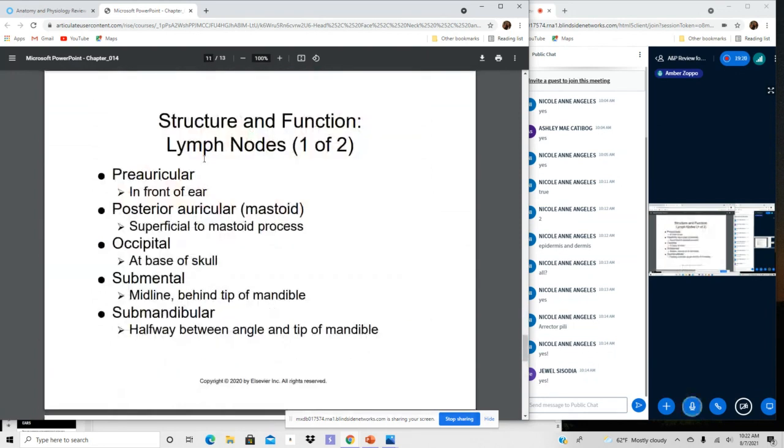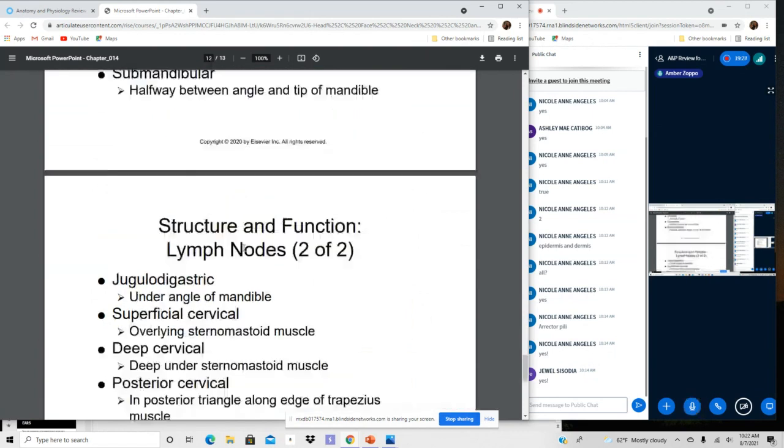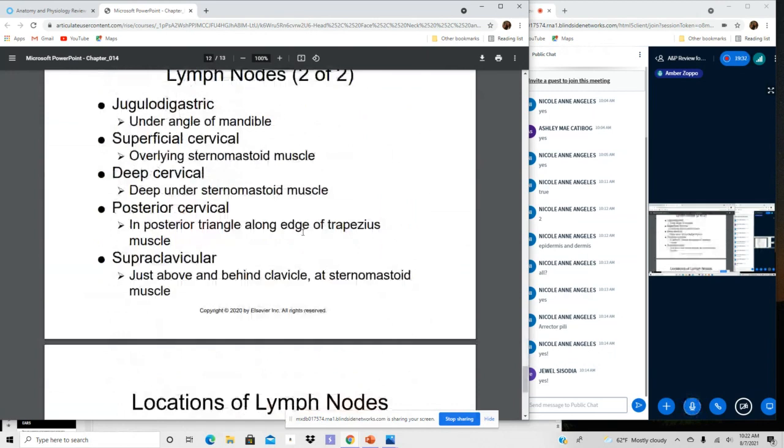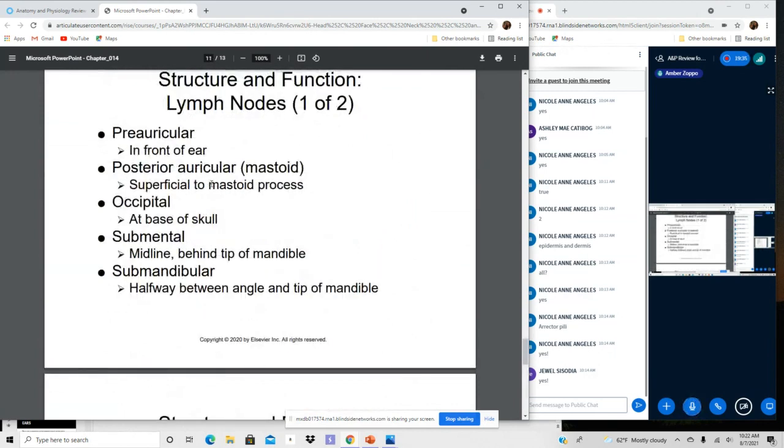So this slide is talking about the different lymph nodes. The preauricular is in front of the ear. So as you see here, this is preauricular. The posterior auricular is behind the ear or superficial to the mastoid process. The occipital lymph node is at the base of the skull. The submental lymph node is midline behind the tip of the mandible, and the submandibular lymph node is halfway between the angle and tip of the mandible.